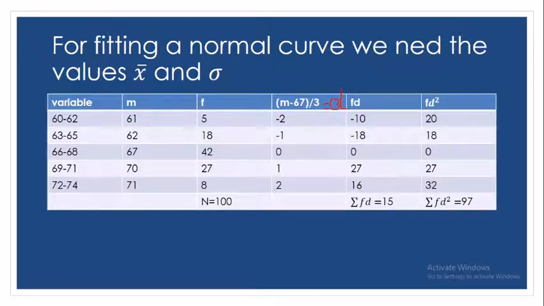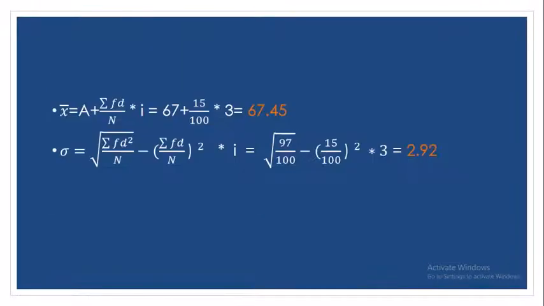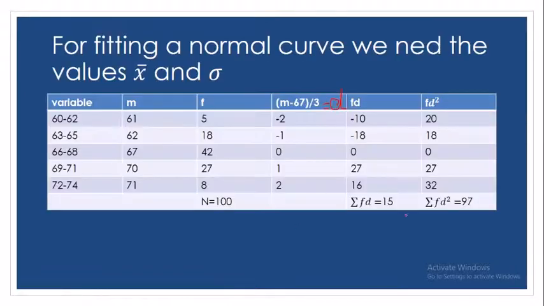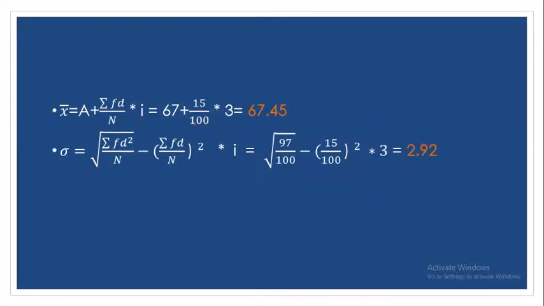Now we have all the columns that are necessary for the calculations. So this is the formula that we have adopted for the arithmetic mean, which is equal to the assumed mean, 67, plus summation FD. Let's see what summation FD is. It is 15, divided by the total frequency, 100, multiplied by the width, 3, and your x bar is 67.45.